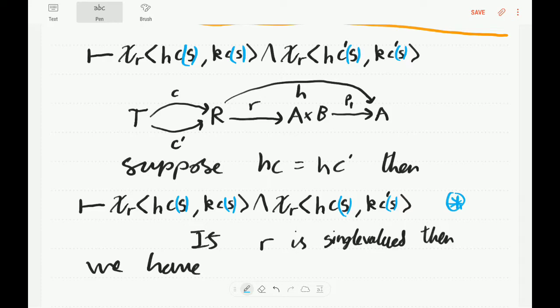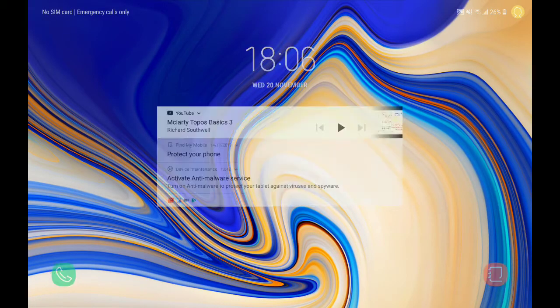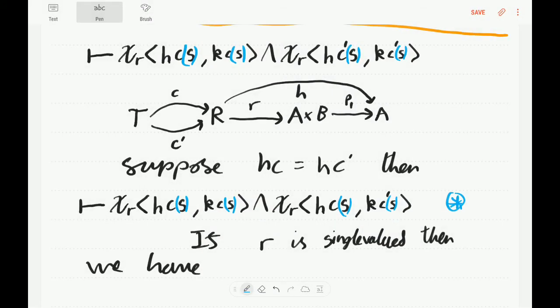Now, what we're going to do is suppose that h C equals h C'. So we're going to suppose h of C equals h of C'. And we want to show that h is monic. So we want to conclude that C equals C'.